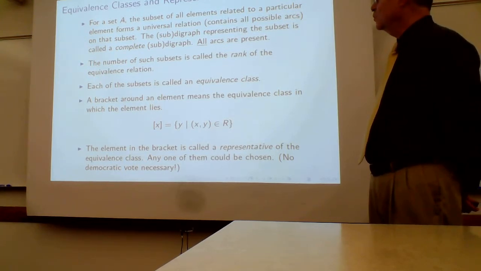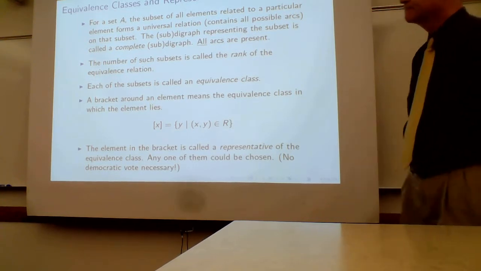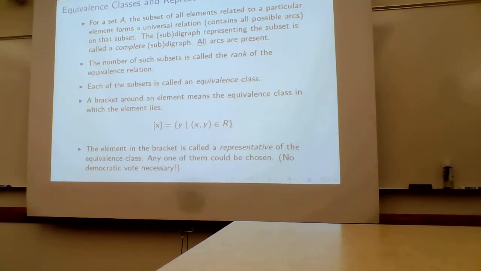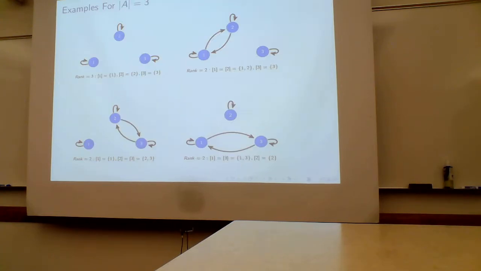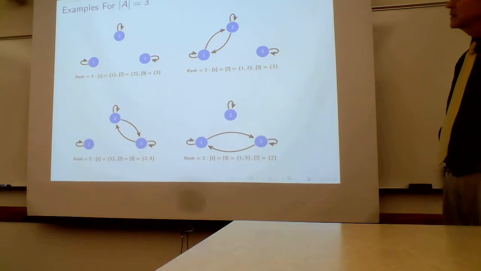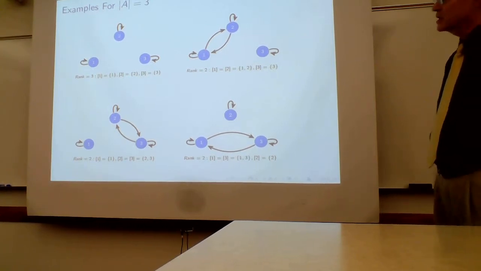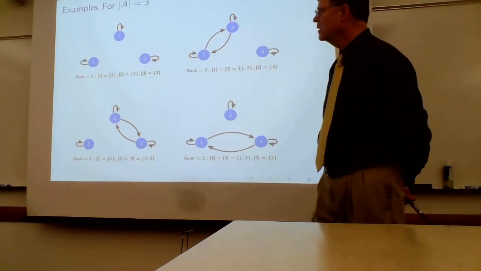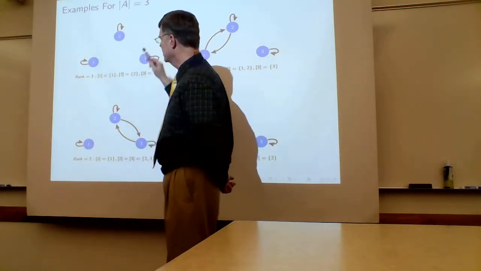What is this notion of the rank of an equivalence relation? How many smaller versions there are that fit that relation? Say we have A with 3 elements. There's 3 of these subsets, where each element in the subset is related to every other one. And here we have rank 3, where it's just one element in that subset.